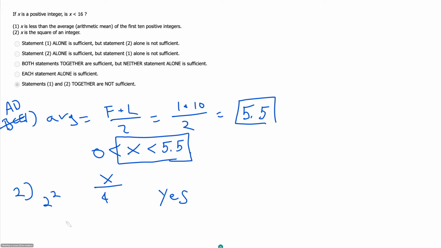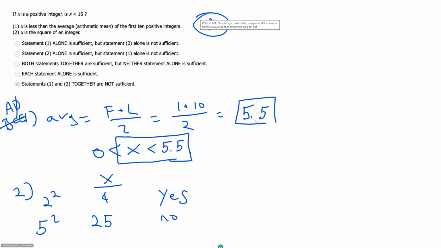It's also true x could be 5 squared, which is 25. And 25 is not less than 16. So once we have a yes and a no, that is enough to tell us this statement is insufficient. And A is our answer.